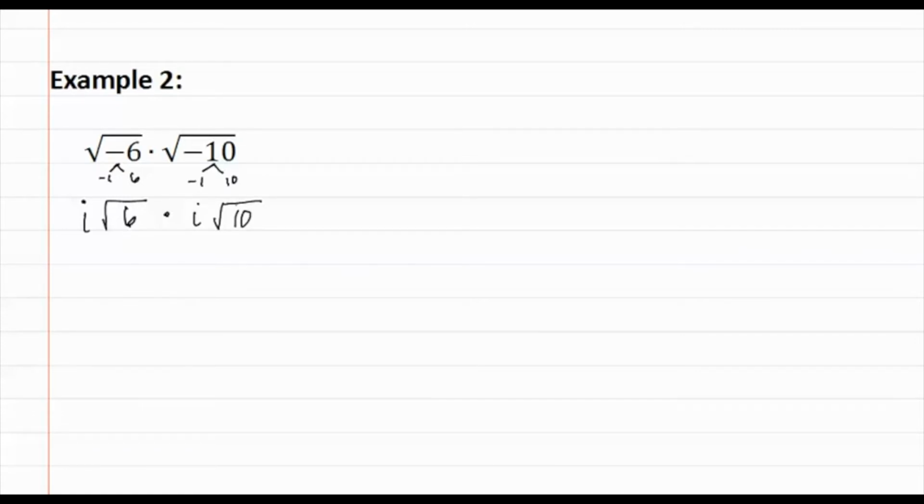Now we can multiply them together by multiplying the outsides, making it i squared, and multiplying the insides, making it 60. We now need to simplify the square root of 60. And we also need to simplify the outside, or the i squared. Remember that i squared equals -1. So we actually have -1 square root 60.